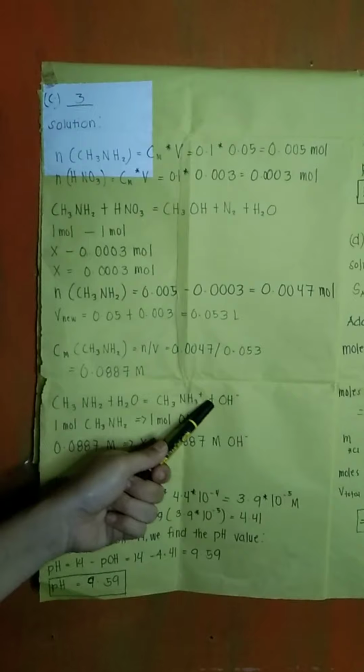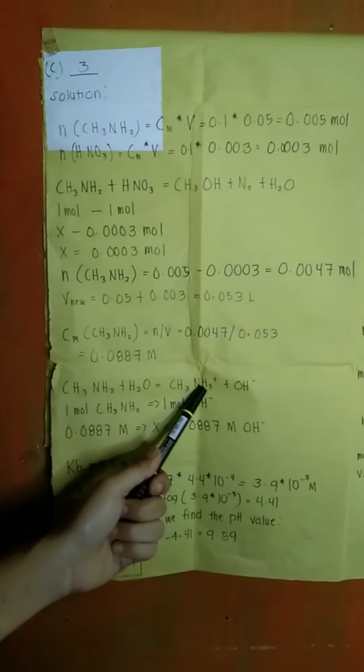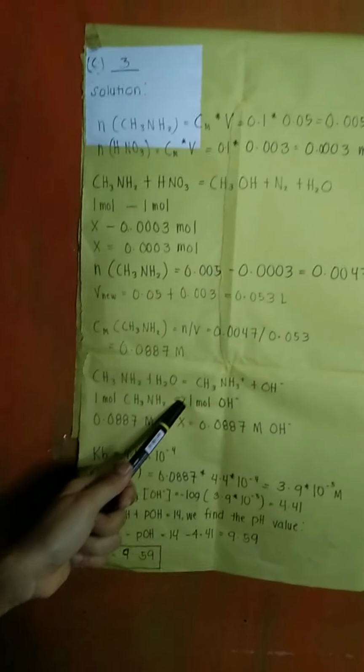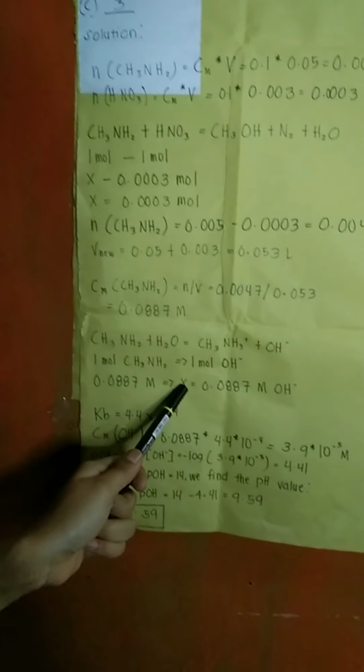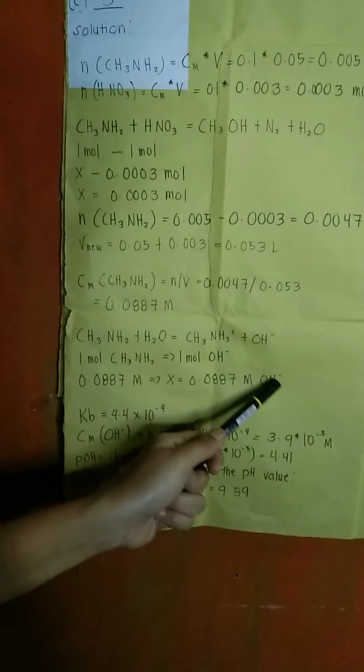CH3NH3 positive plus OH negative. 1 mole. If we balance this, we can get this answer. CH3NH3 positive plus OH negative. 1 mole CH3NH2 to 1 mole OH negative. 0.0887 molarity to X equals 0.0887 molarity OH.